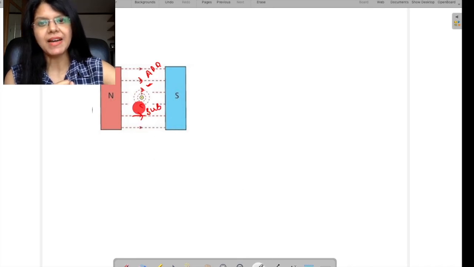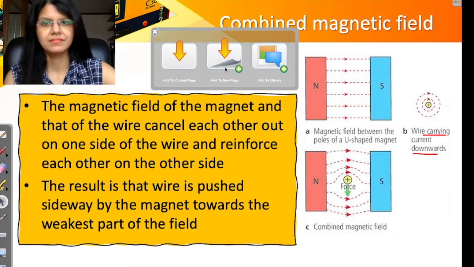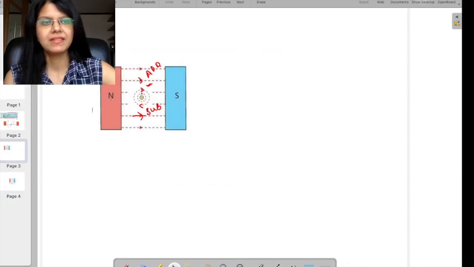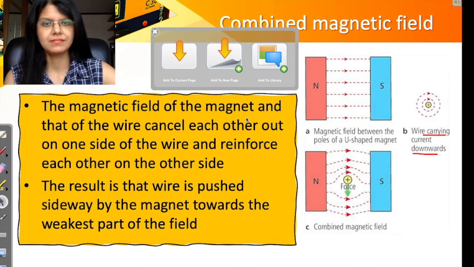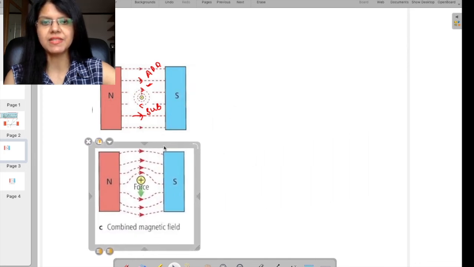The field by the wire and the field by the magnet are getting subtracted, cancelling each other out below the wire, whereas above the wire they are adding up. What happens as a result? This is what happens. The combined magnetic field looks something like this.